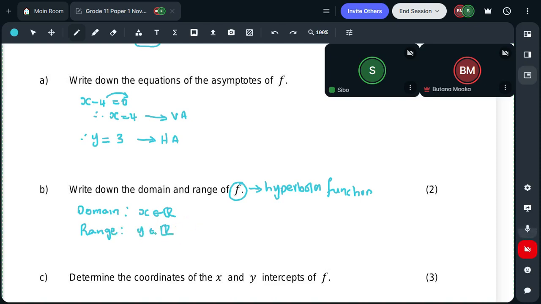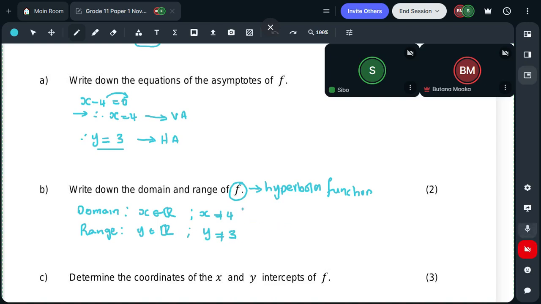Then you need to reject something. Look at this. You see this x? Your graph must not touch that vertical asymptote. So we're going to reject x is equal to 4. x must not be equal to 4 for the domain. Okay? For the range, you need to reject y is equal to 3. Your graph must not touch that y. It's equal to 3. So y must not be equal to 3.